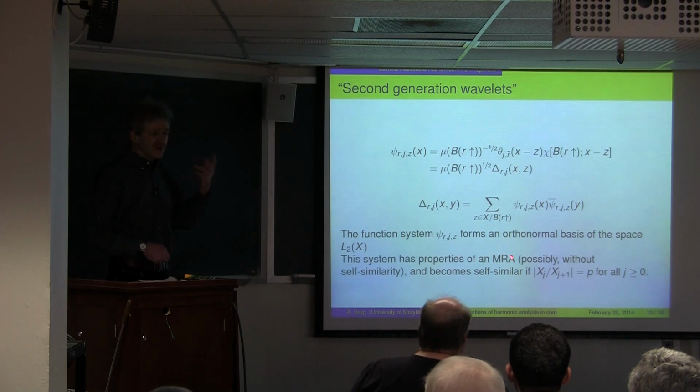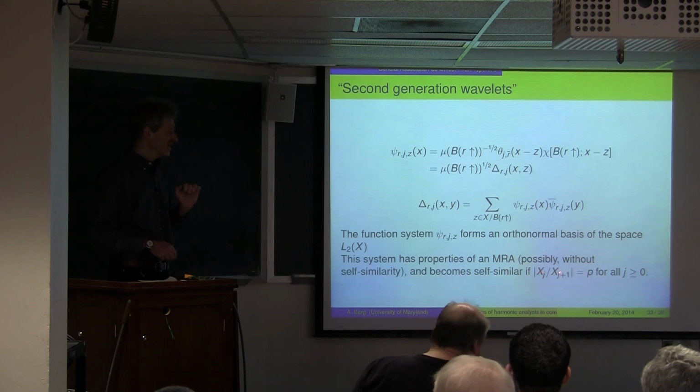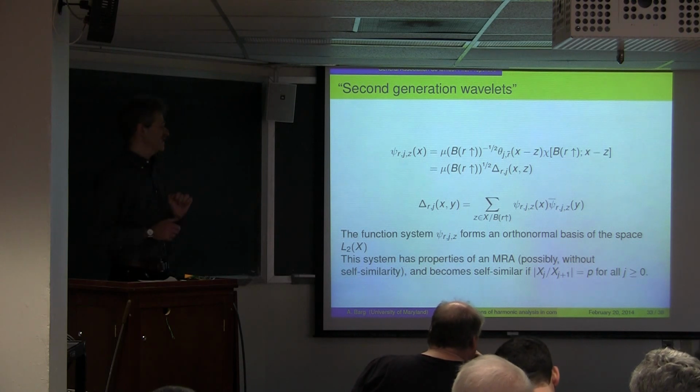And the function system of this kind forms an orthogonal basis in the L2 space on the group. And it has all the properties of multi-resolution analysis, except perhaps the self-similarity property. So we cannot say in general that there is a function that generates everything by dilations and translations. Self-similarity is present when x_{j+1} has index p, prime p, in x_j for all j. So those balls go down by equal steps. And then we do have self-similarity.